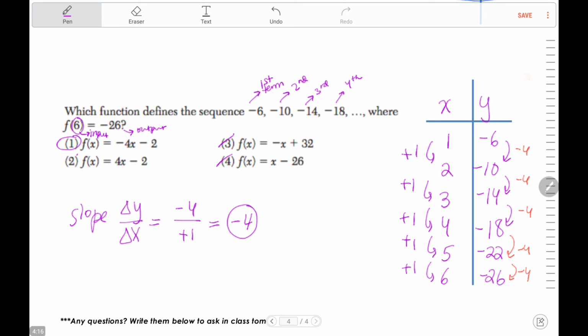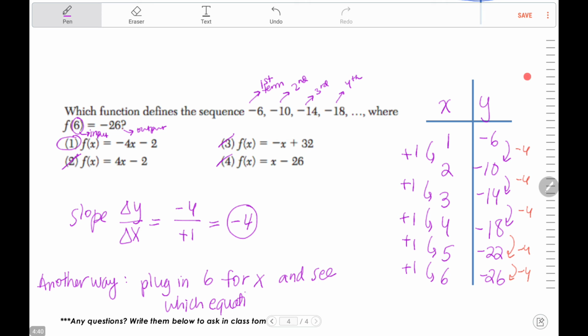Now, this seemed too obvious and too easy. So another way I could have done it is, what happens when the input is 6? Will I get an output of -26? Another way we could have done it was to plug in 6 for x and see which equation gets us -26 for the output.